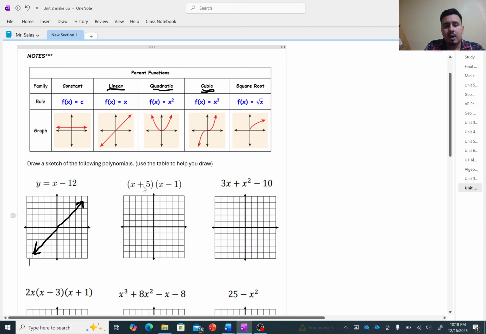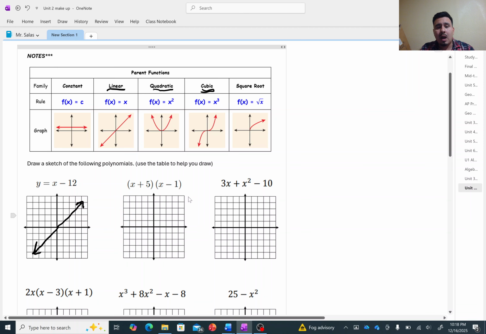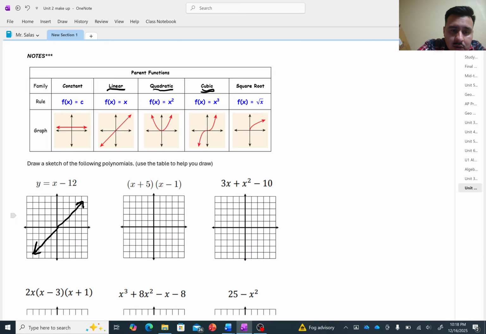All right, next one. I noticed that I have x plus 5 times x minus 1. Well, this is a power of 1 and this is a power of 1. I don't know what that looks like because I have two x's. Let's see. I know if I have two x's, that means at some point I'm going to be multiplying them and I'm going to get a power of 2. A power of 2 looks like a U shape, so it's going to be a parabola. So a power of 2 looks like this. So there's my graph. Perfect.